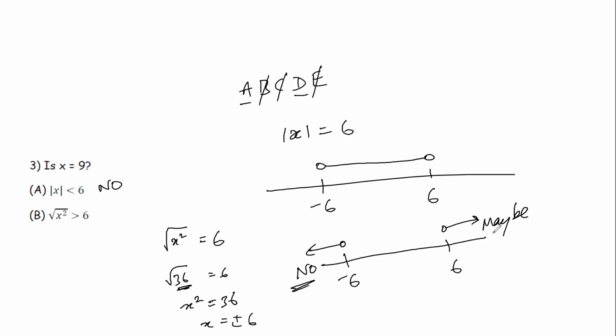So we're getting two answers: yes, maybe, and no. So B is not answering. But A is definitely giving us a definite no. Therefore, D is out. A is the answer. Are you with me?